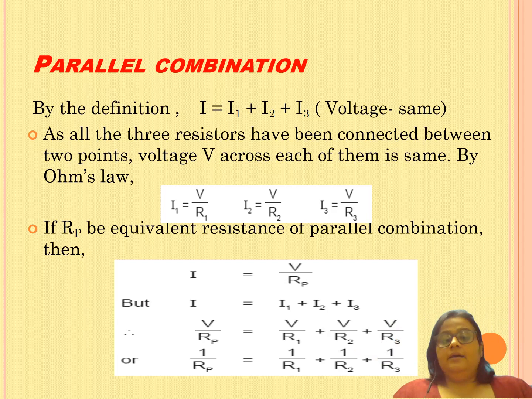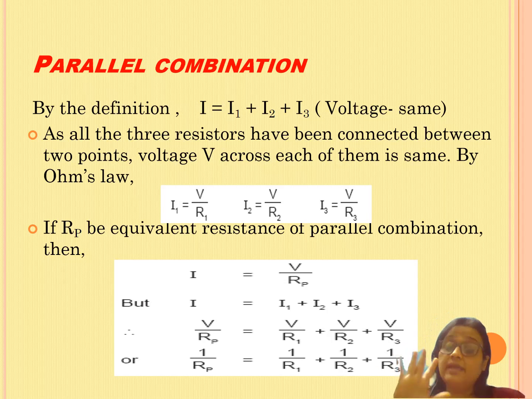Okay. And let's assume that RP is the equivalent resistor. So what is I? I equal to V upon RP. Put in the value and you will get it. V is common and we get the final answer: 1 upon RP is equal to 1 upon R1 plus 1 upon R2 plus 1 upon R3. That relation you will get. And here, for the summation, you have to find the reciprocals and then add them. That is the relation. Interesting?